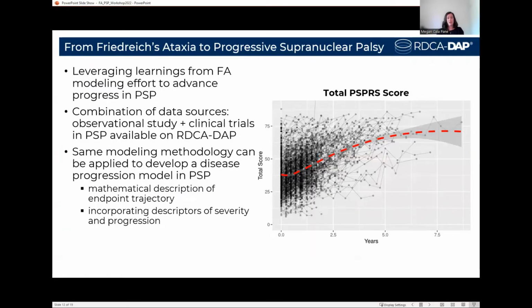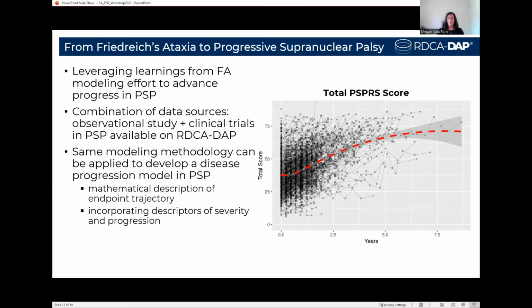And in PSP, we can apply the same modeling methodology that I discussed being used in FA to begin to develop a disease progression model in PSP. So as we observed in FA, the PSPRS total composite score is shown in the figure on the right. As we saw in FA, this is also nonlinear.